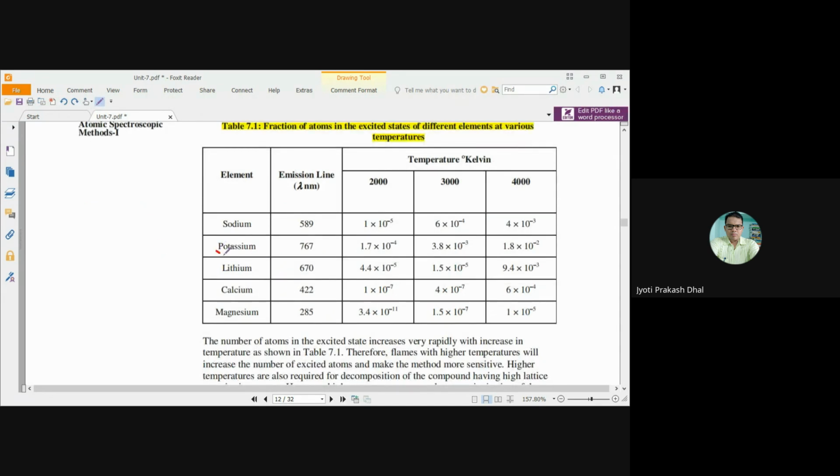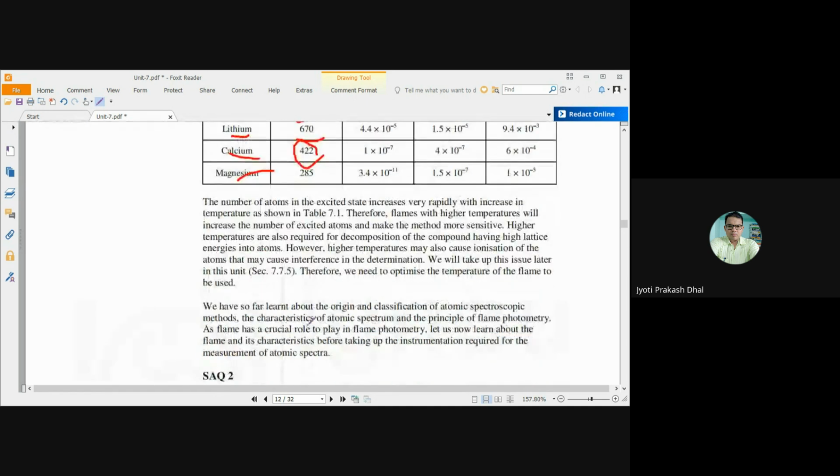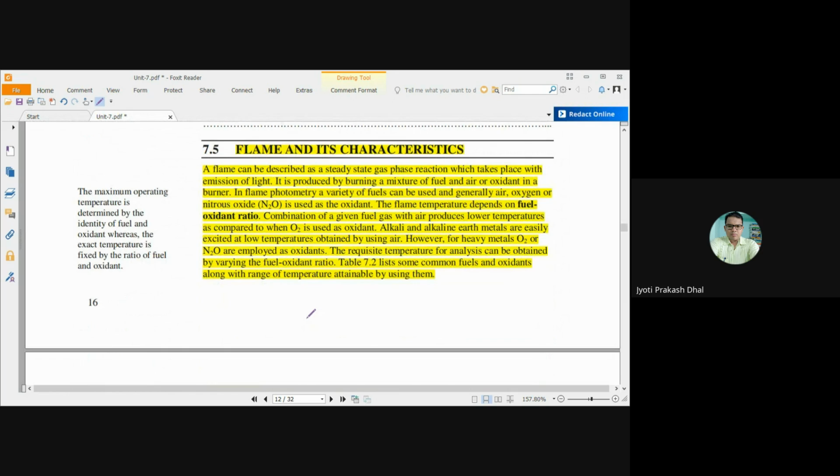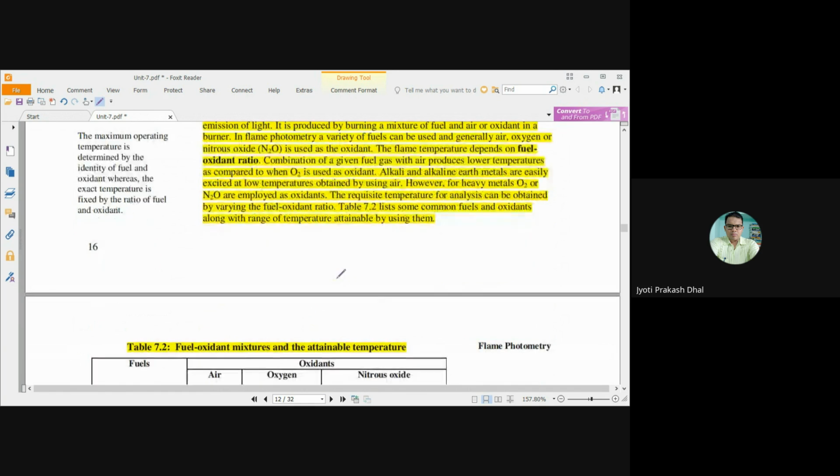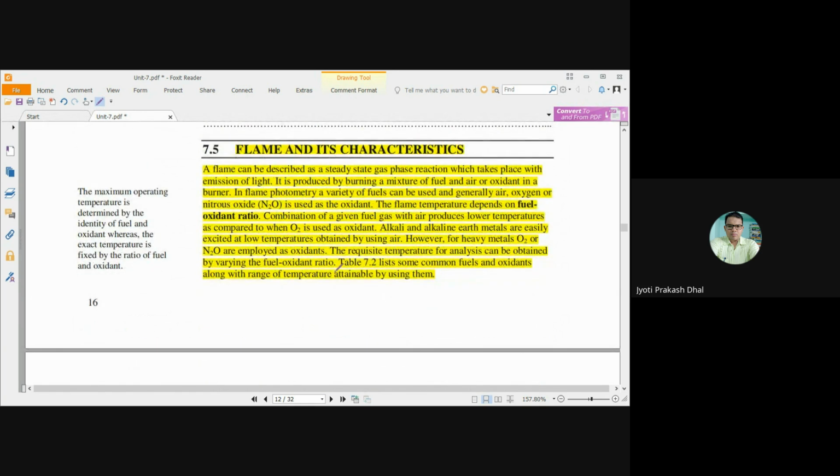Similarly, for potassium atom, the emission line will be observed at 767 nanometer. For lithium atom, the emission line will be observed at 670. For calcium atom, the emission line will be found at 422. For magnesium atom, it will be observed at 285. And then we'll discuss the flame and its characteristics. In the flame photometric technique, here we will discuss the flame and the characteristics of the flame.